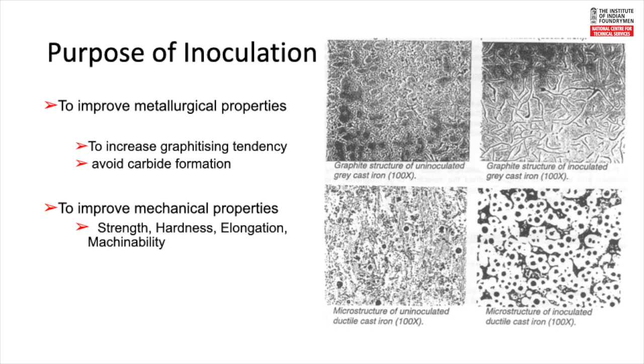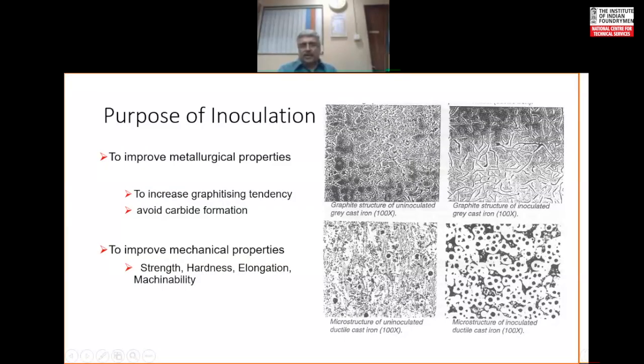Then here is a microstructure for ductile iron, uninoculated. You will find a lot of carbides there, apart from the nodules which are present. While inoculated iron is here, showing pearlite and ferrite, all those nice phases.